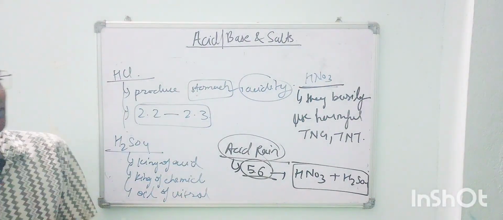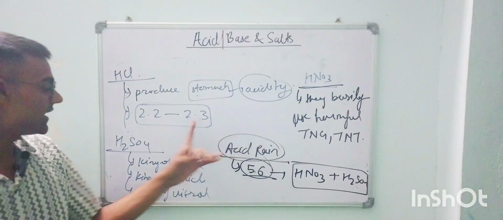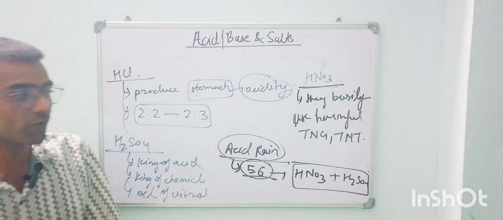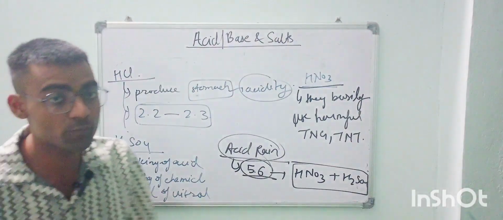It produces in our stomach, that is acidity. Its pH scale is 2.2 to 2.3. And next we have talked about sulfuric acid, which is known to be the king of acid, king of chemicals, and it is also known as the oil of vitriol.